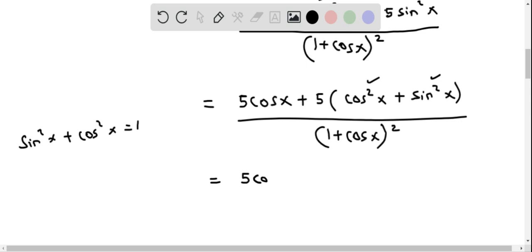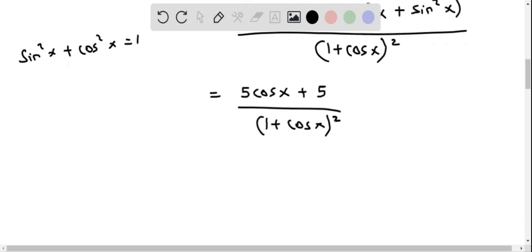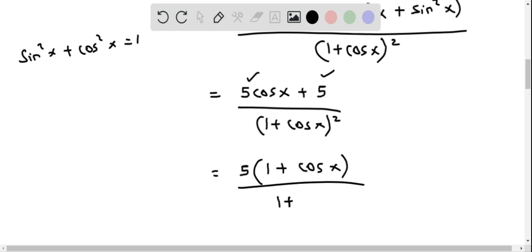And so it becomes 5 cosine x plus this one is 1. 5 times 1 is 5. So the second term is plus 5. And this is over 1 plus cosine x quantity square. Now we can simplify this further by factoring out 5 from both terms. So when you factor 5 from both terms, I write this term first. So I write this as 1 plus cosine x, and this is over 1 plus cosine x quantity square.